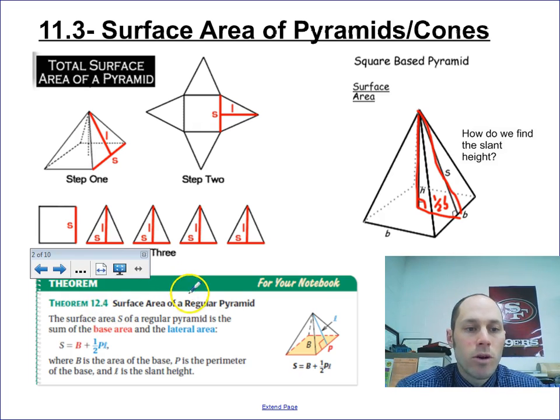Otherwise, we can generalize our formula. For a pyramid, it's going to be the base area, that's what this big B stands for, plus half the perimeter times the slant height. It ends up being half the perimeter times the slant height because we have triangles: base times height divided by 2. So perimeter times slant height, so all the bases of the triangles times their heights divided by 2.